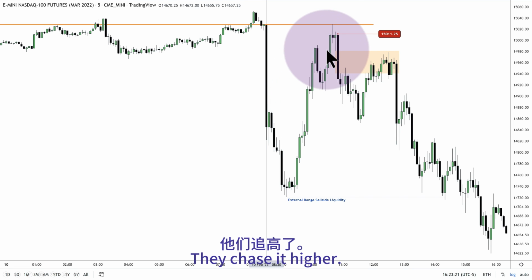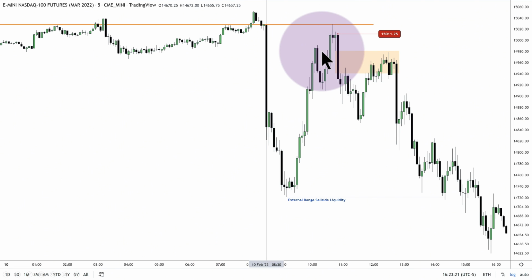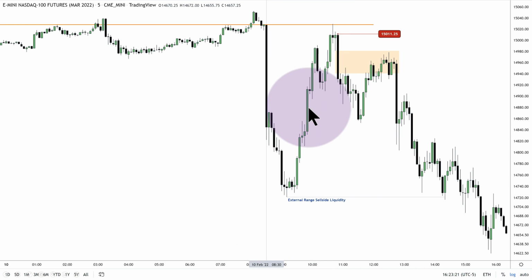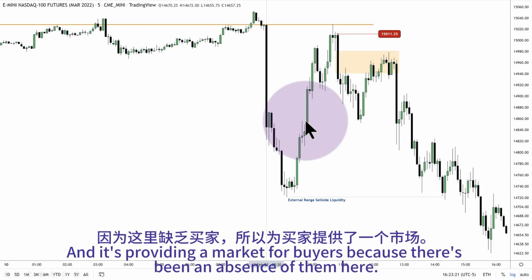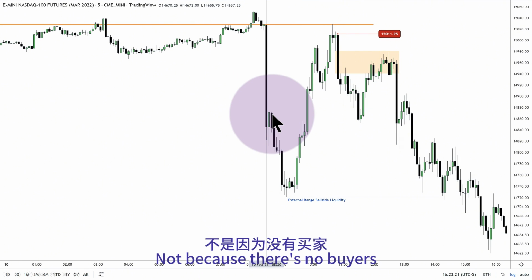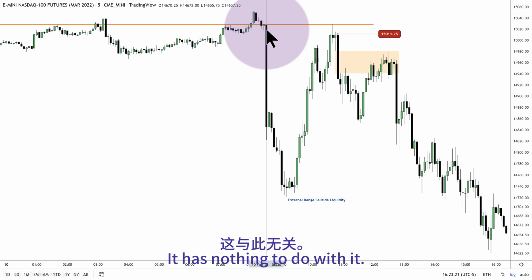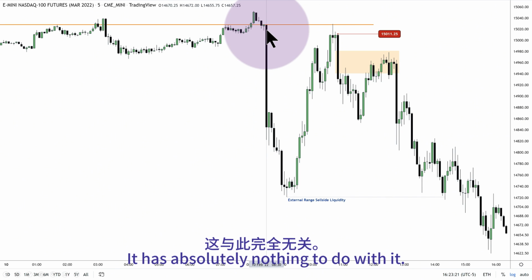Buyers come in, they chase it higher. Buyers are not pushing it up. That's not what's going on. The handshaking that's going on is when the algorithm is going up like this, yes, there's buyers, and it's providing a market for buyers because there's been an absence of them here. Not because there's no buyers or it's all sellers. It has absolutely nothing to do with it.